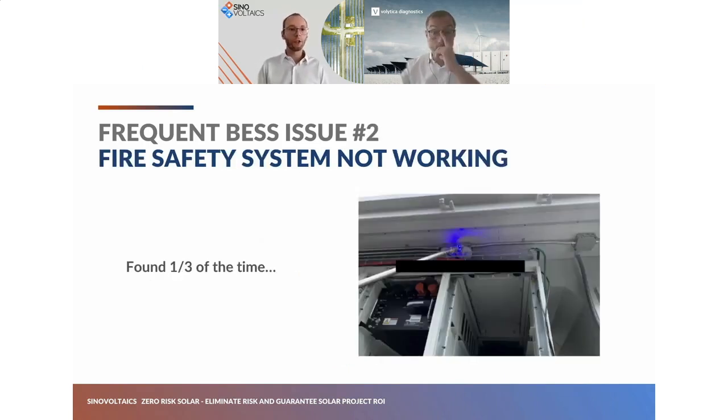So yeah, second issue, which is major, to be fair, in that the fire safety system is not working. And this is insane to me, but in 1/3 of the cases, we found that the fire safety system is not working, which is a super critical component, as you can imagine, to detect whether a battery fire takes place or not, and to take preventive actions to shut it down. So again, in 1/3 of our inspections, we found that the fire safety system is not working, and this is absolutely critical. So please today call your supplier and maybe check on site for your BESS to confirm that this is working correctly.